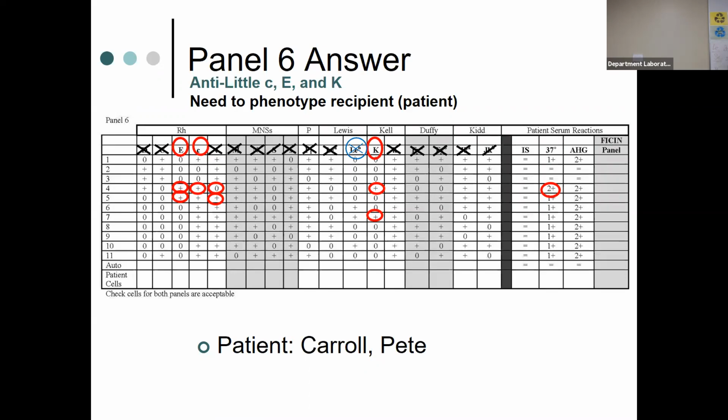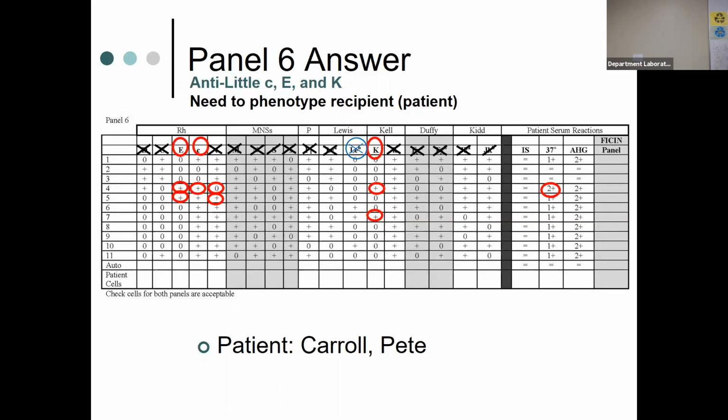Why do we want to choose positive antigen for E and Kel? If that cell is little C negative, that cell is not going to react because of that little C, right? If it's big E or Kel, then it would react because of that, all right? I would actually choose two cells. I would choose little C negative, Kel negative, E positive, and then another cell, little C negative, E negative, Kel positive. All right, that way you could gauge for reactions.